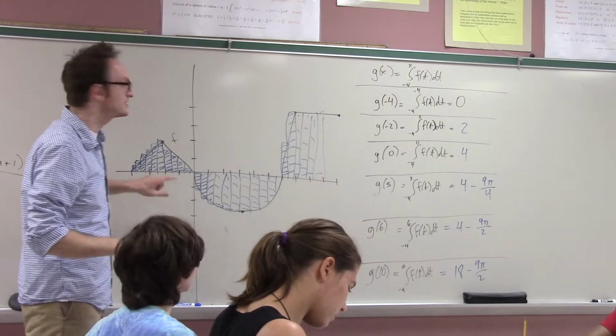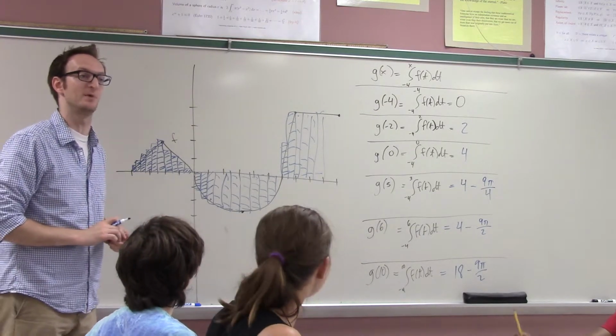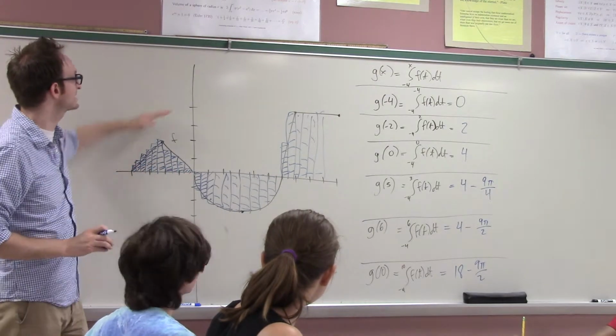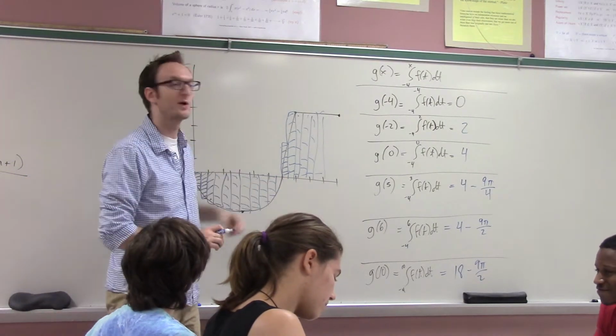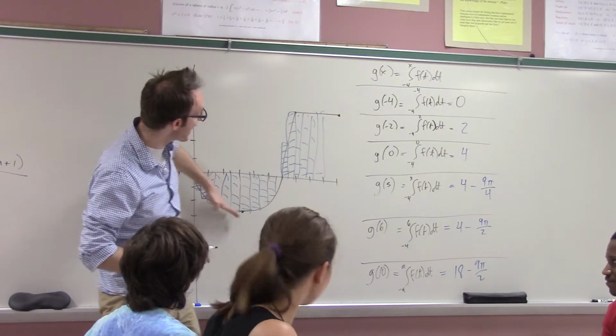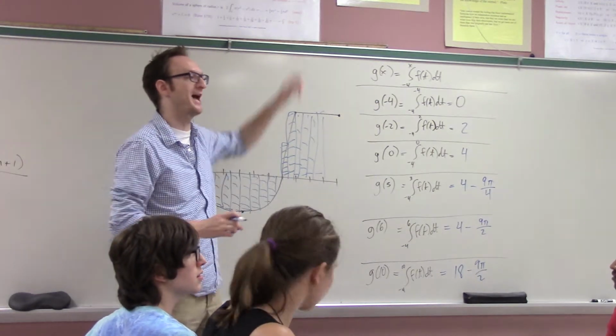Okay, so where is g going to have a relative maximum? Using common sense, at 0, right? Because 0 is the place where it stopped getting bigger and started getting smaller. Where is g going to have a relative minimum? At 6, because that's where I stopped adding negative rectangles and started adding positive rectangles.